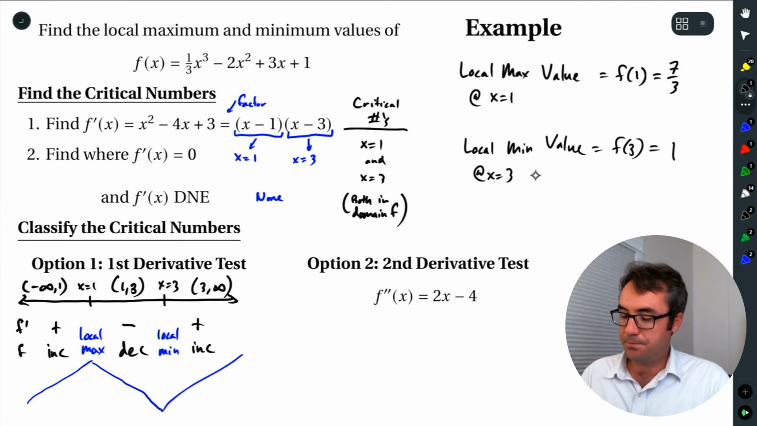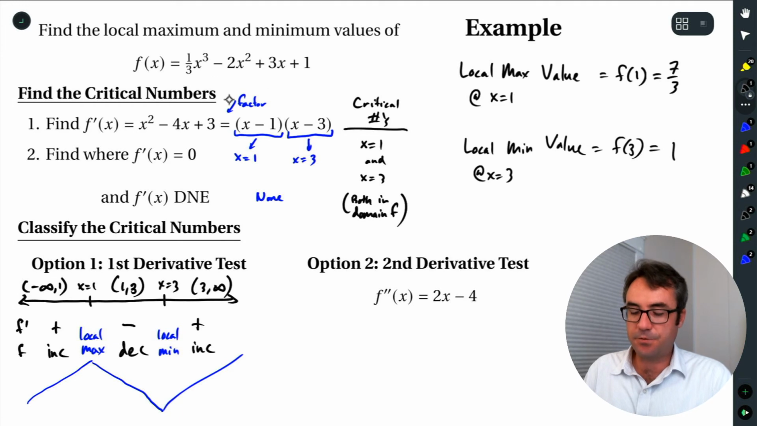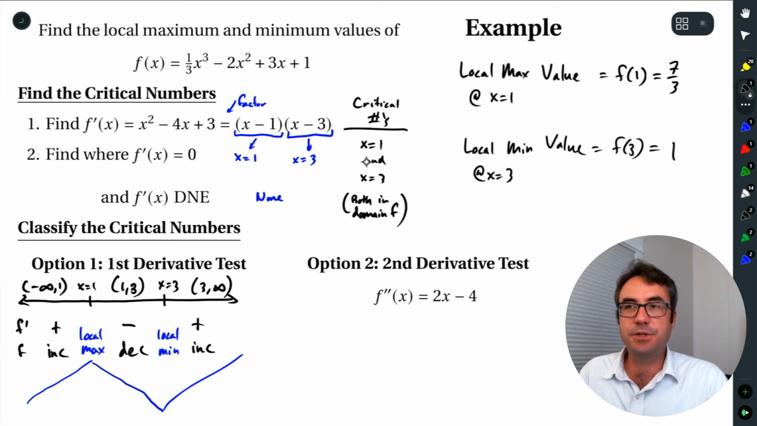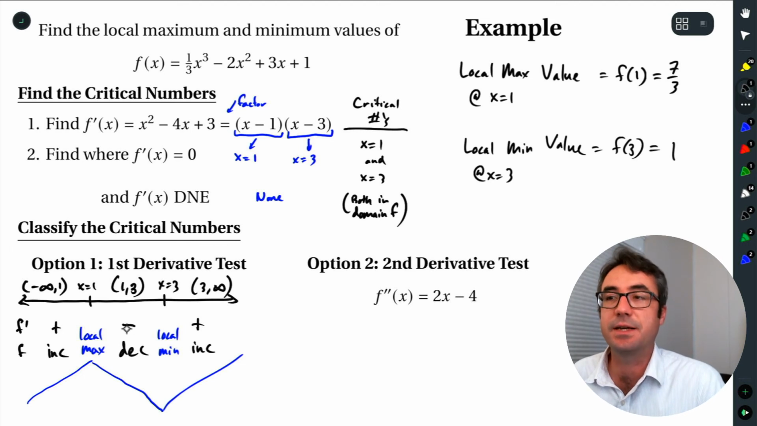All right, so that would be it. Given a function, first find the critical numbers. So calculate the derivative, figure out where the derivative is 0 and where it's undefined. Then, once you've identified that these numbers are in the domain of our function, you'd go through and classify them with a sign chart if we wanted to use the first derivative test.